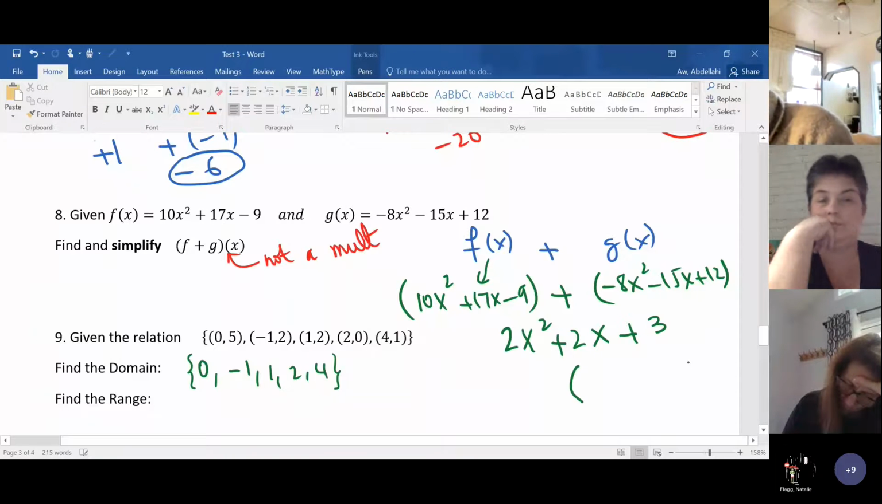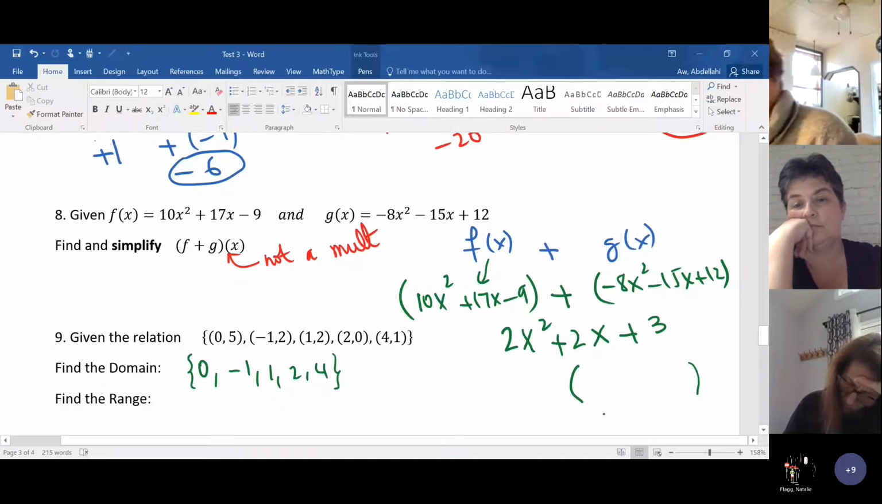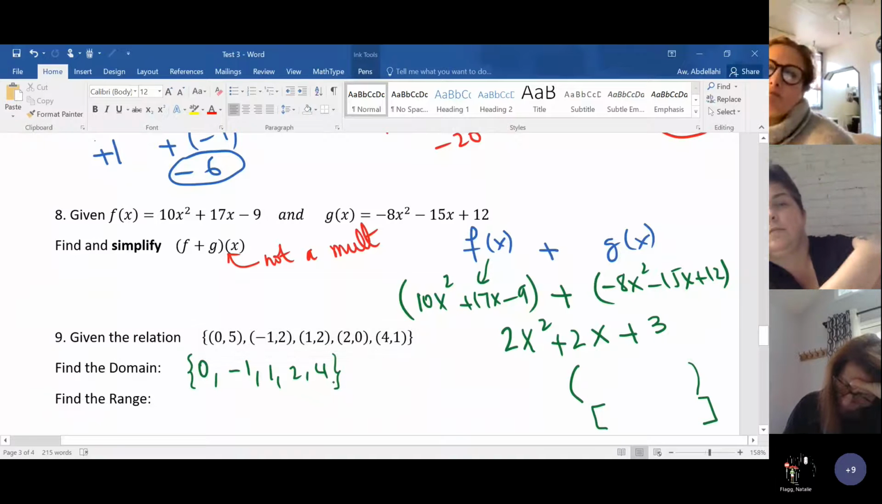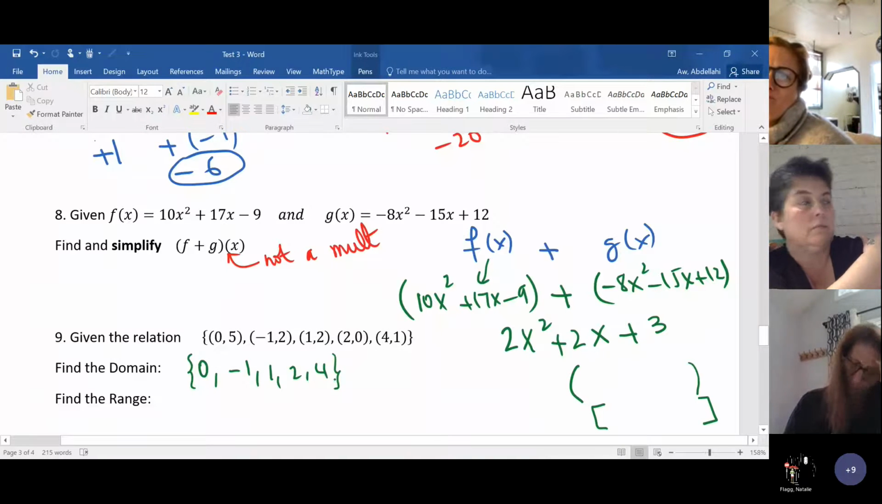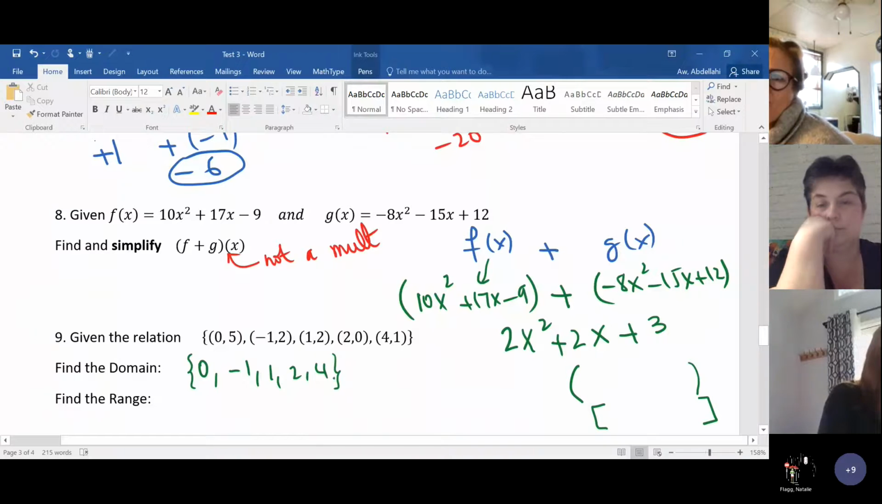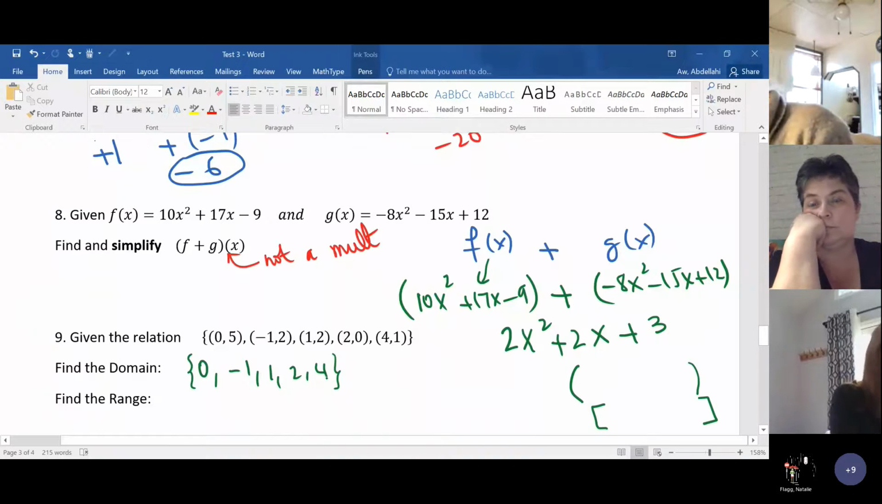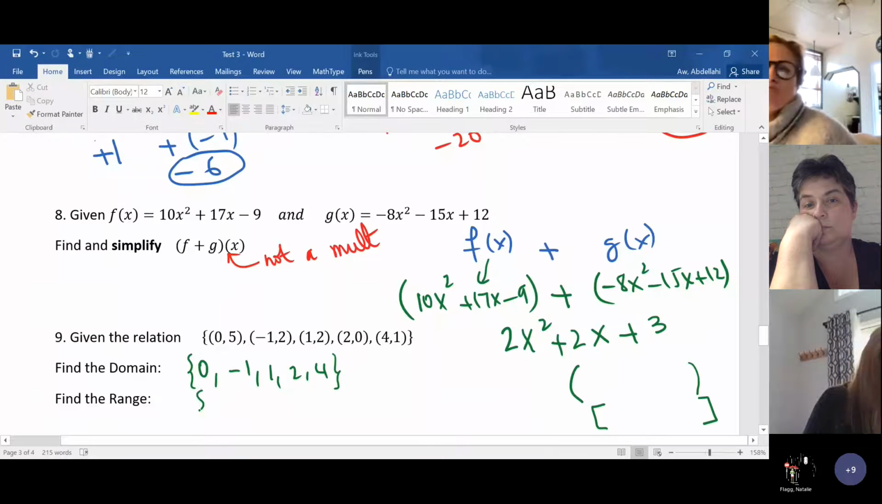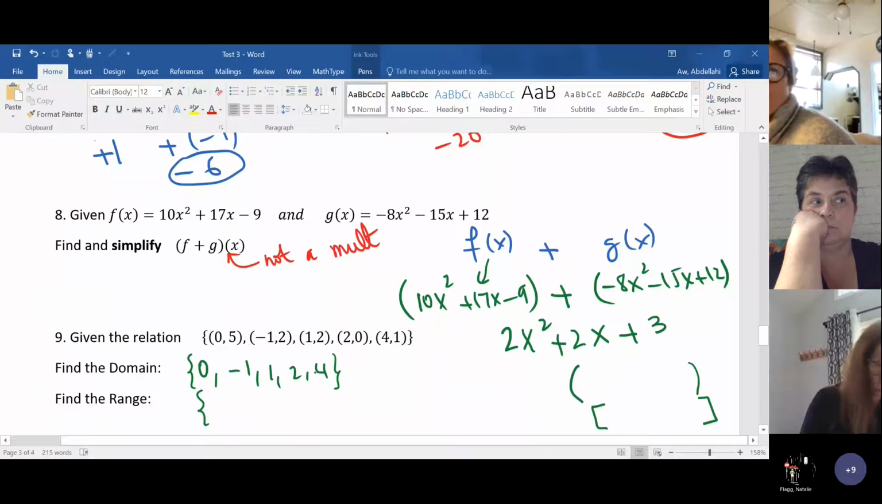If you put parentheses, it's not rigorously wrong. If you put brackets, it is rigorously wrong. So the correct way to enumerate a set of numbers is to put them between braces, right? But I did not hold that against anybody.